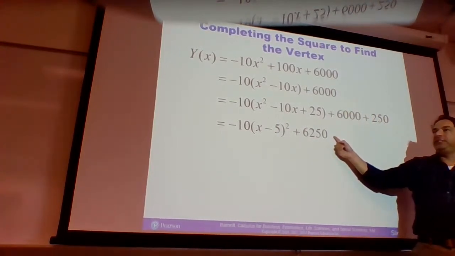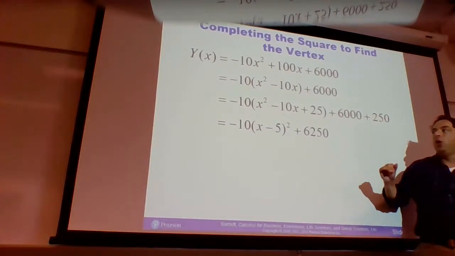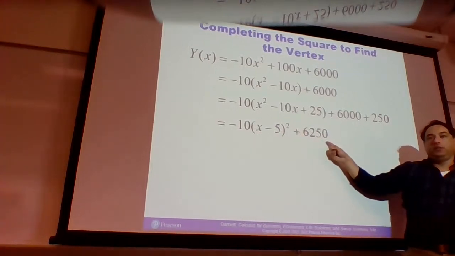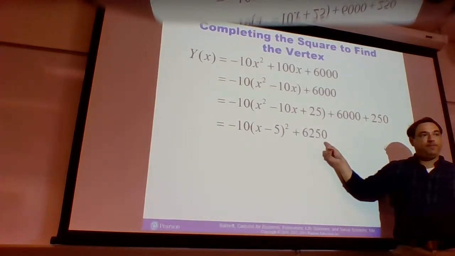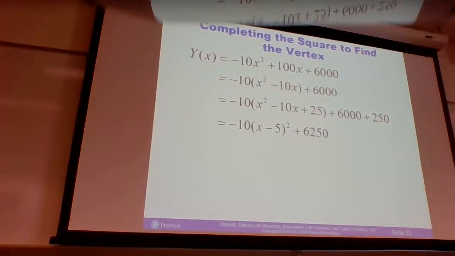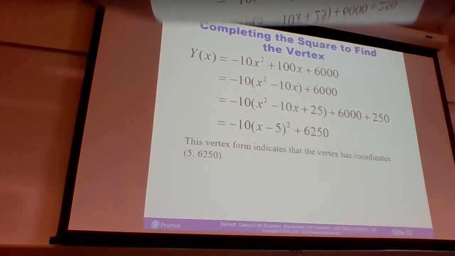And now, if it's in vertex form, I'm not going to spend too much time on this, what's the vertex? 5, 6,250. Are we okay? Find the vertex in the calculator. Again, we're doing it by hand, and we're doing it in the calculator. We can do it by hand, we can do it in the calculator, and we can do it by the graph. We have all these different ways of doing it.